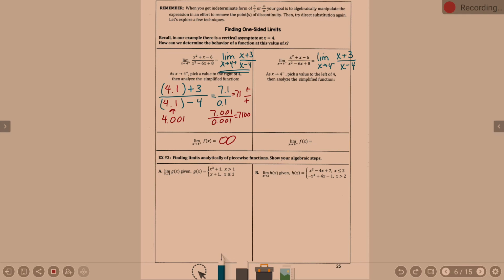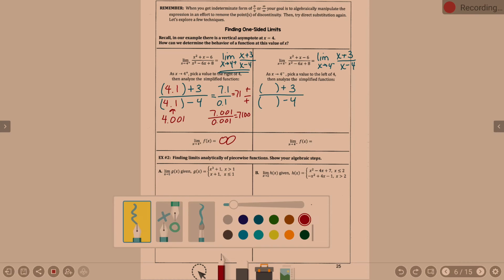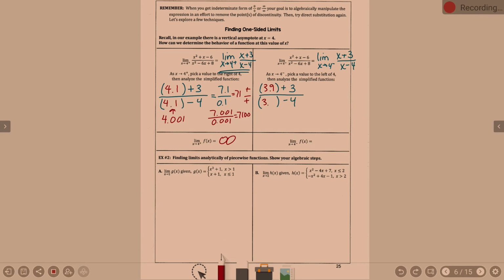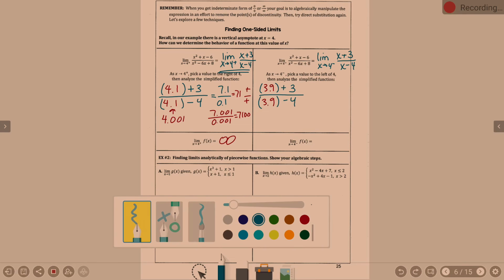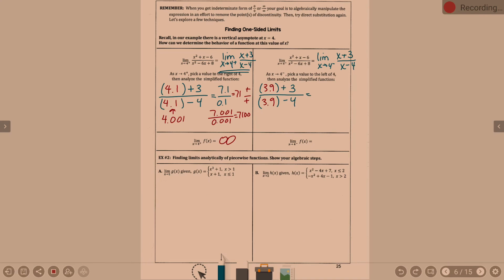What do you want to plug in? 3.9. Okay, yep. So we're going to say 3.9 plus 3 over 3.9 minus 4. Is that better? Now, think about what's going to change here. 3.9 plus 3, 6.9. 3.9 minus 4, negative 0.1.